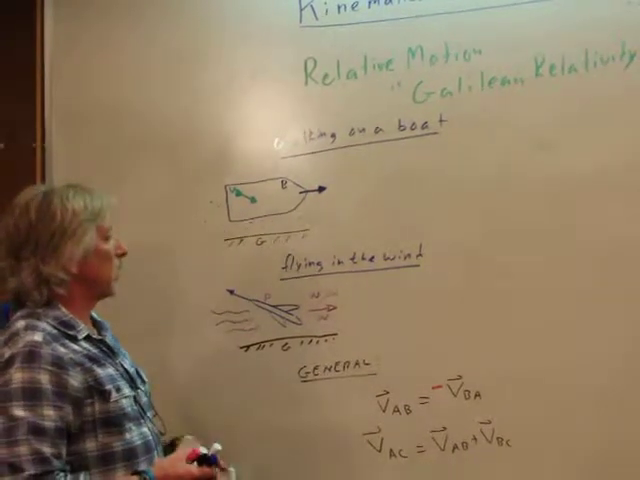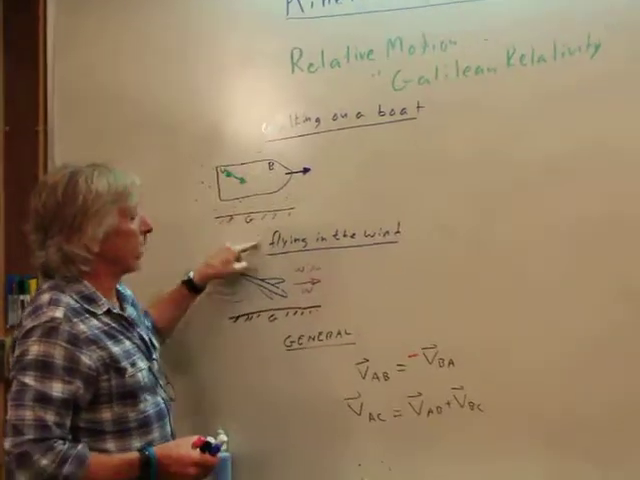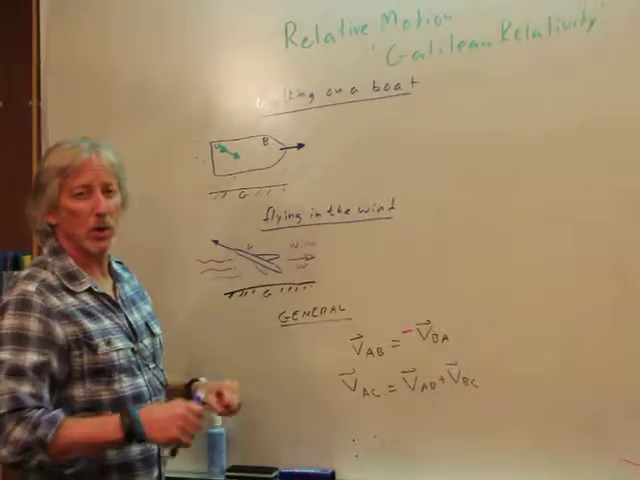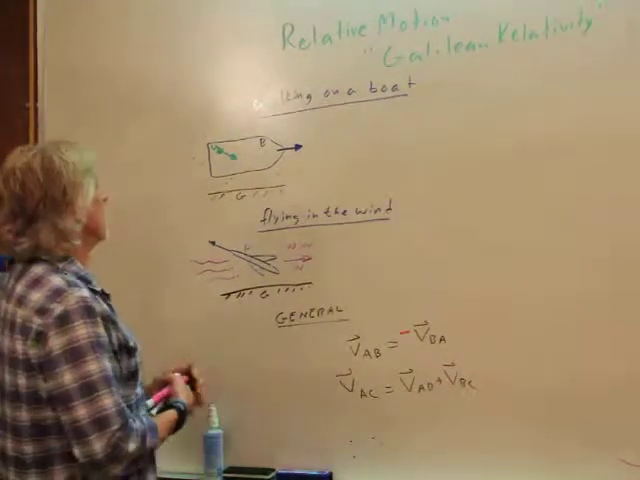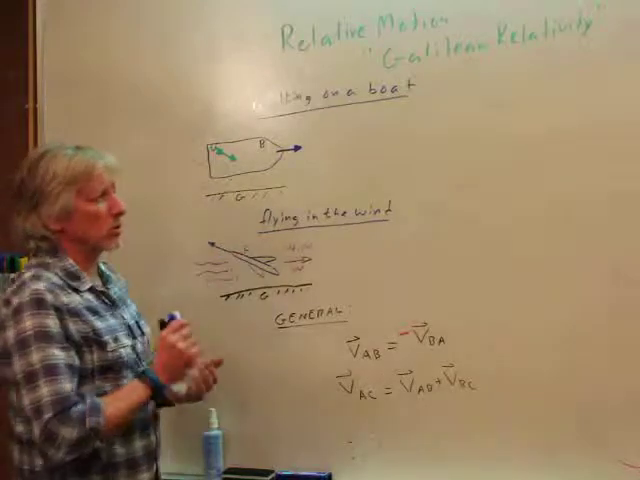So I've got 3 examples here, really 2. Walking on a boat, flying in the wind. You could think of rowing a boat in moving water as well. And you just have to get a sense. If you know your vectors, you're fine.